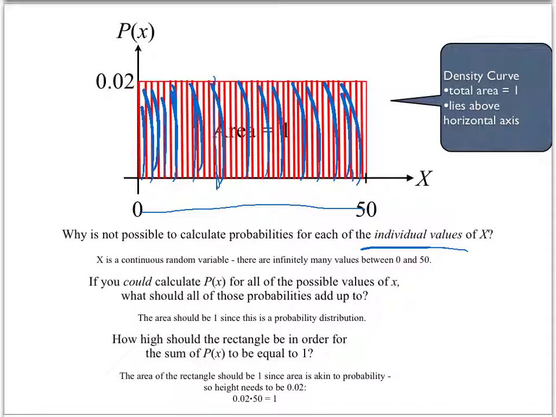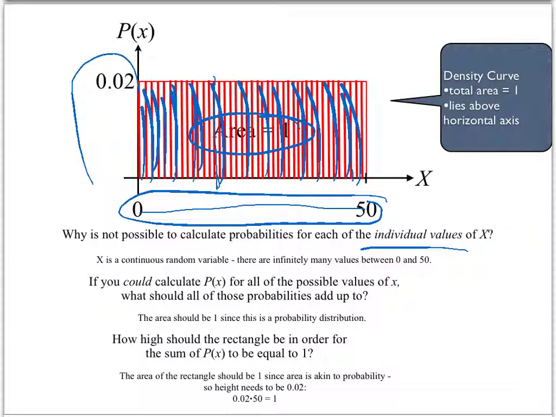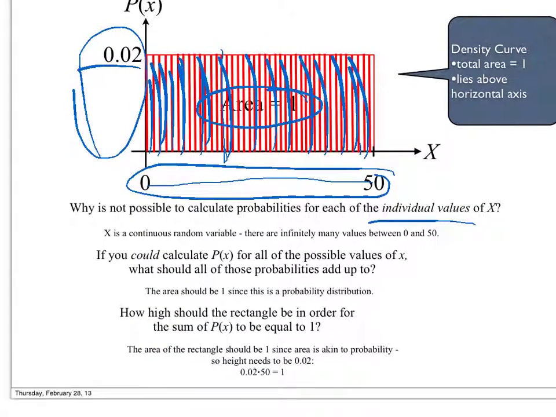Eventually they would totally fill in that rectangle, and that rectangle has to have an area equal to 1 because that's what the total probability is. It's 1. So that means if the rectangle is 50 units this way, it must be 0.02 units that way, because 50 times 0.02 is equal to 1. And so that's why the height of this rectangle is 0.02. And that's exactly why I've drawn the picture the way I've drawn it.